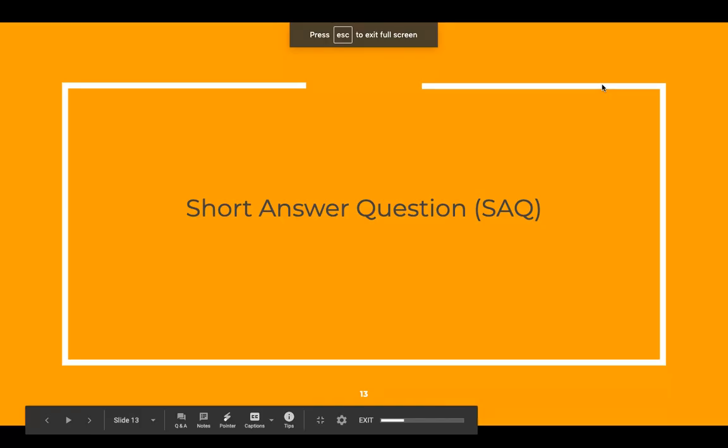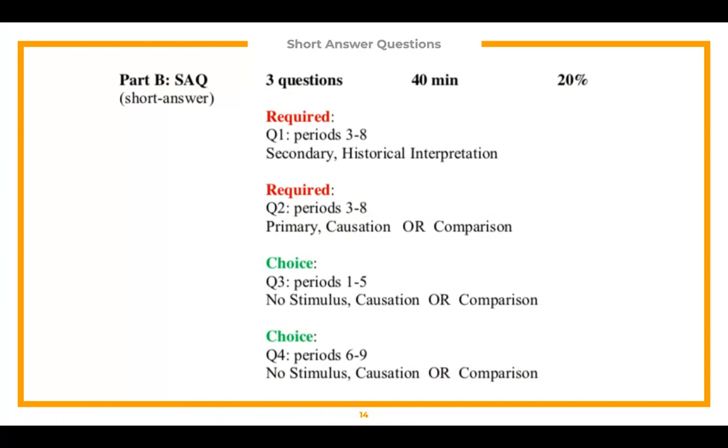All right. The next question type we're going to look at is your short answer questions, okay? All right. So remember that you are going to have a total of 3. You're going to have 40 minutes to do it.